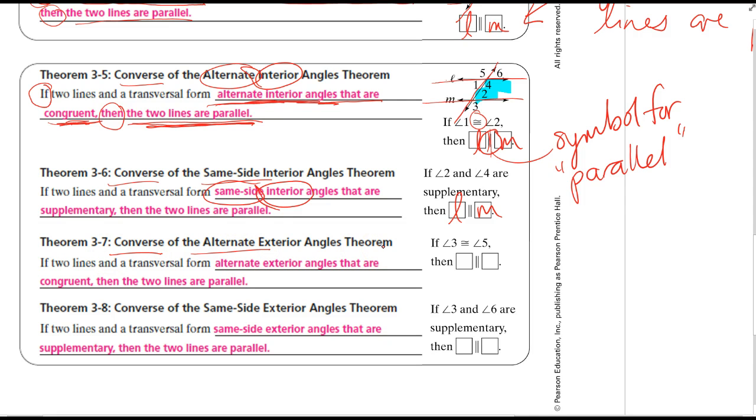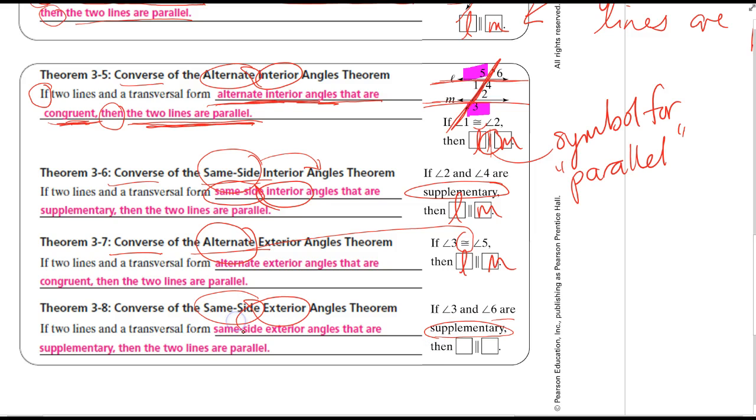Converse of alternate exterior angles theorem. Have you noticed that when we do same side angles, I get supplementary stuff, and when I do alternate angles, I get congruent stuff? Okay, let's keep going. So the converse is going to be like this. If I have angle 3 congruent to angle 5, those make alternate angles with this as my transversal, so line L has to be parallel to line M. Do you notice a pattern here? Take a guess. If 3 and 6 are supplementary because I'm doing same side exterior, then L is parallel to M.